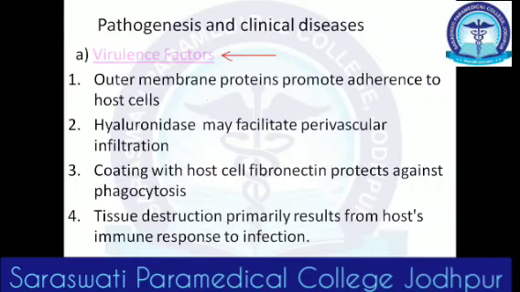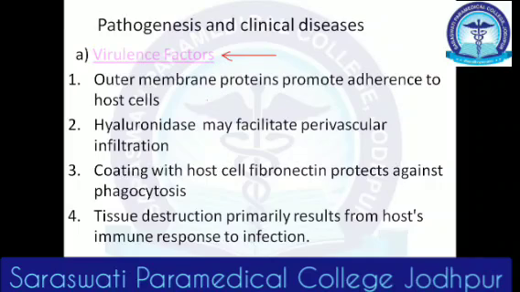The third thing is that they have a coating of host cell fibronectin proteins, and these fibronectin proteins protect them against phagocytosis. And the tissue disruption primarily results from the host immune response to infection.